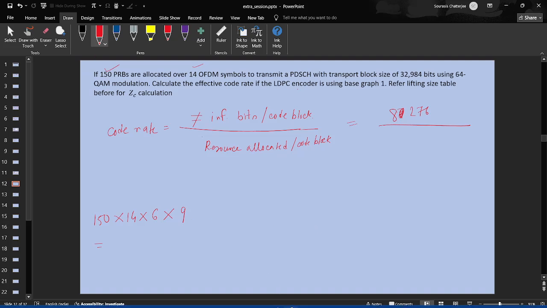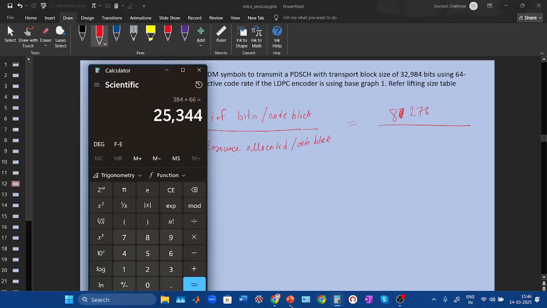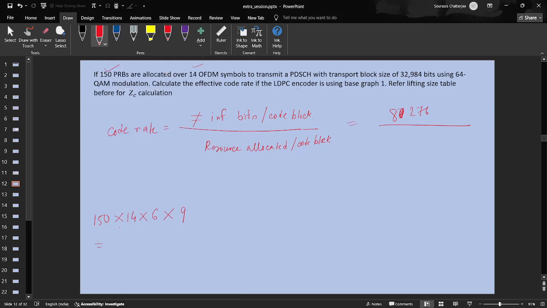So it should be, let me just calculate it. 1314. Sir, one question. If we multiply here by 9, then we are calculating that DMRS is going in three symbols for all the subcarriers, right? Yeah, but that is 14 symbols. Yes, like per symbol we are reserving 3 subcarriers for DMRS.